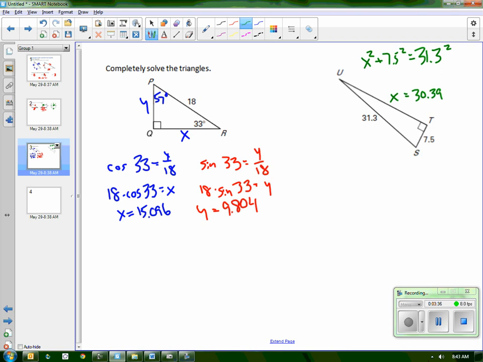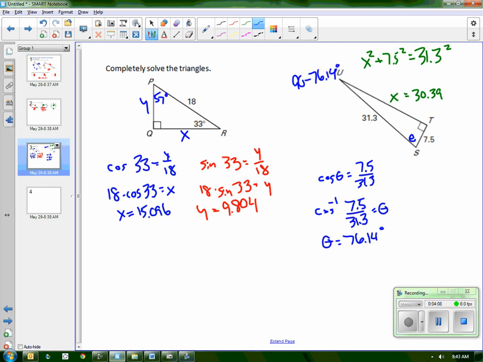Now I need to find some angles, and I'll call this theta. If I was doing cosine, the cosine of theta would be adjacent over hypotenuse, but I want to find the angle, so I'm going to use the inverse cosine of the ratio, 31.3. And if you type that in, that'll give you your theta, which comes out to be about 76.14. If you know this is 76.14, you can just do 90 minus that to get your last angle, and that's going to come out to 13.86 degrees, and now you're completely solved. That's the first page.